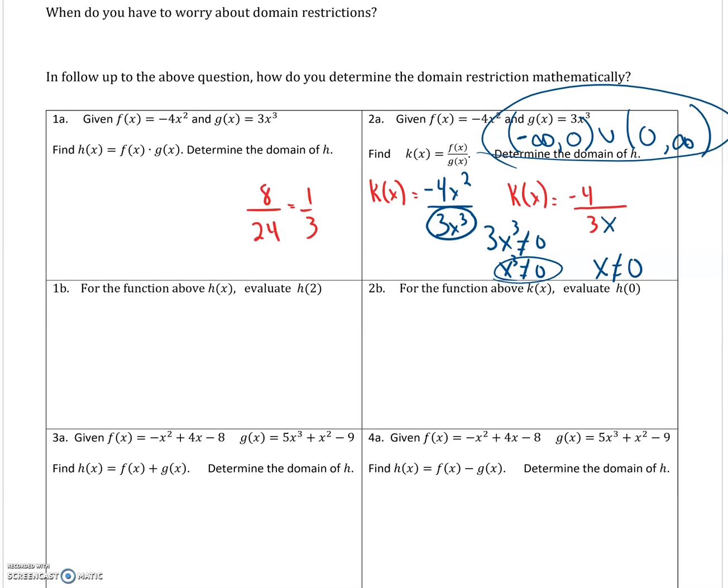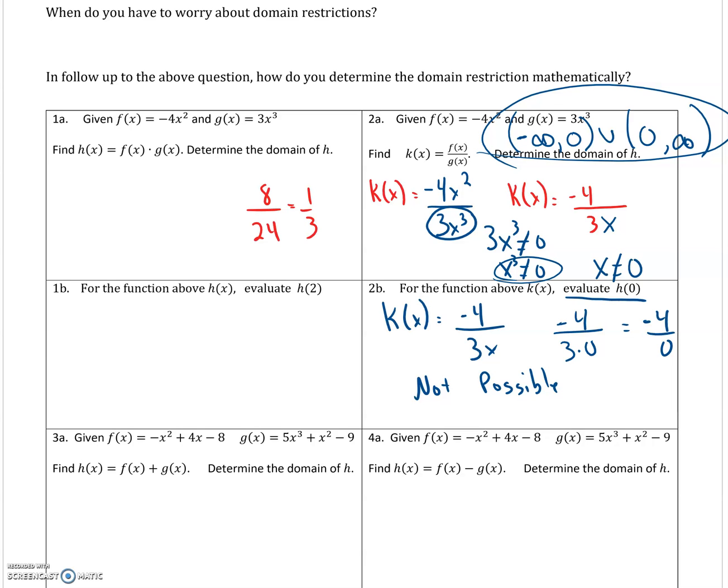So for the function above, k of x, and so I'm going to use my simplified function, this -4 over 3x, evaluate k of 0. So that means I'm supposed to go here into my equation and make x become 0. And when I do that, I'm dividing by 0, which you are not able to do. So for the function above k of x, evaluate k of 0, in assignments it would say if possible. This is not possible due to the domain restriction.